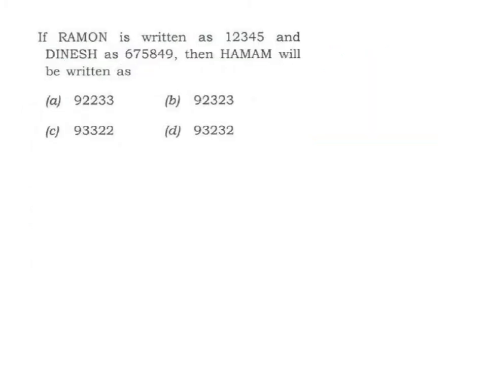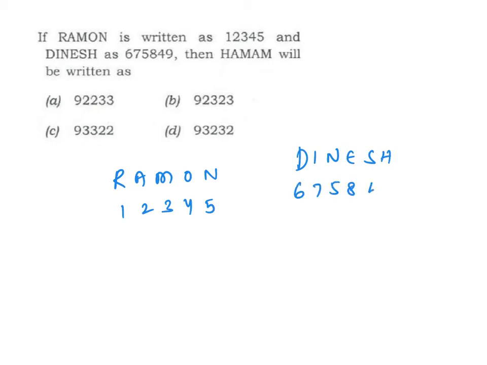The next one. If Raman is written as 1, 2, 3, 4, 5, and Dinesh is written as 6, 7, 5, 8, 4, 9.